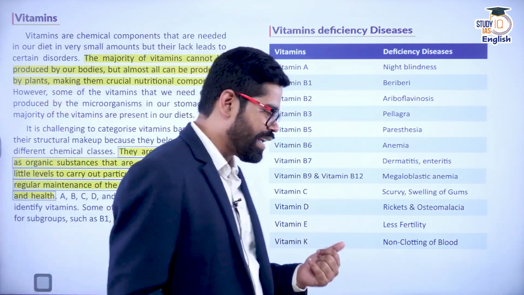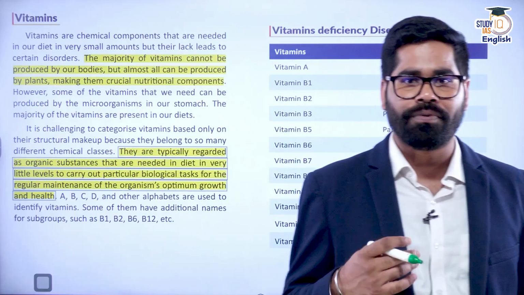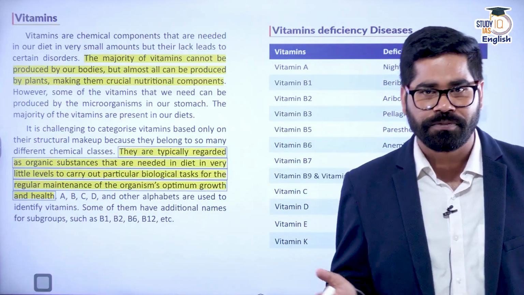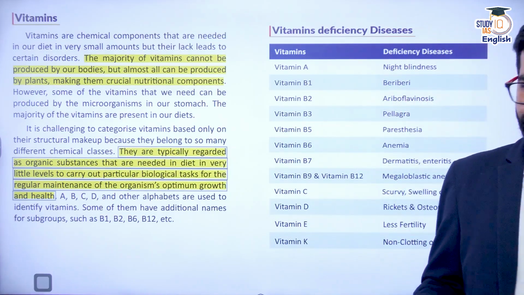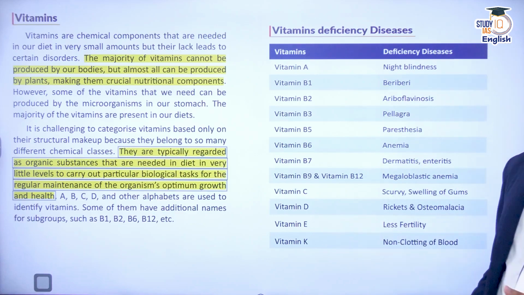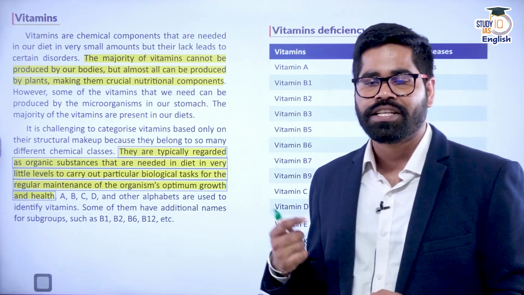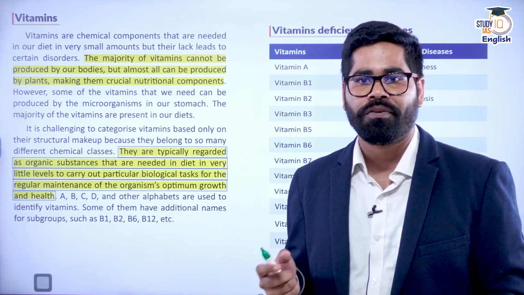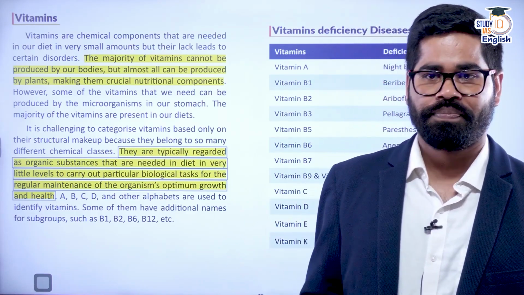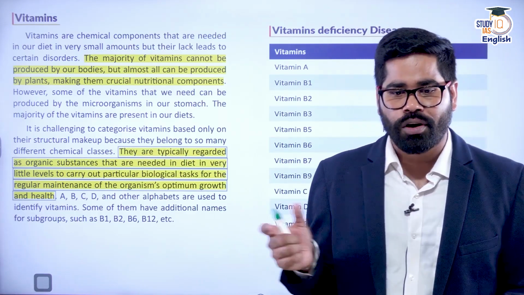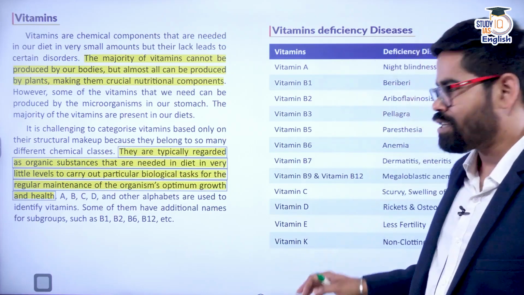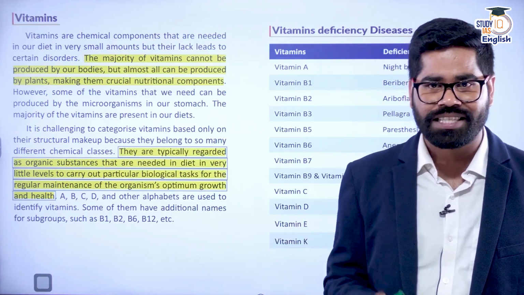Similarly, we have vitamin E. If there is a lesser amount of vitamin E, there is going to be lesser fertility of the person. Then vitamin K is there. So if there is a lack of this vitamin K, then the clotting of blood is going to be reduced. So for proper clotting of blood, the person needs an adequate amount of vitamin K.